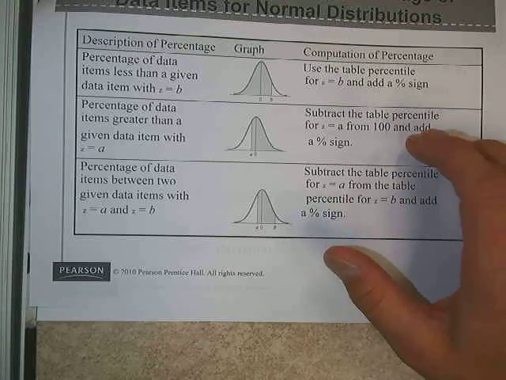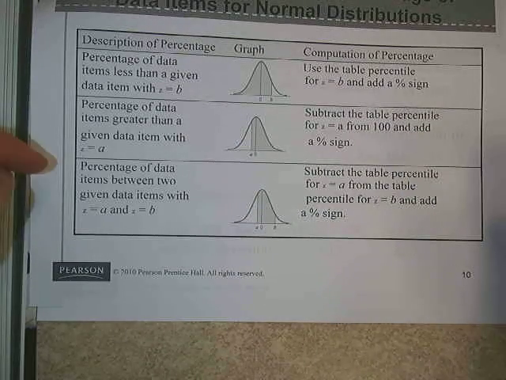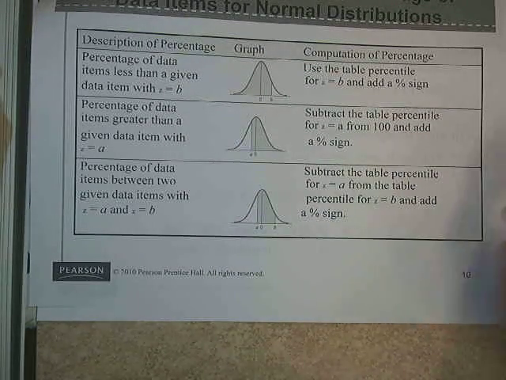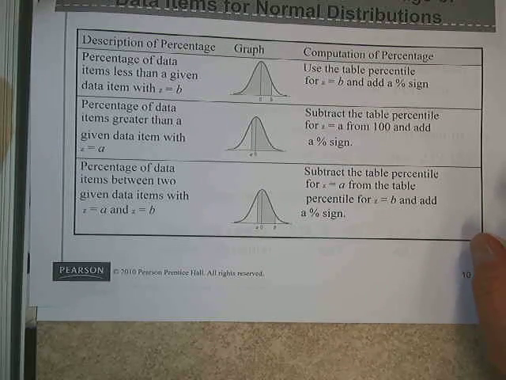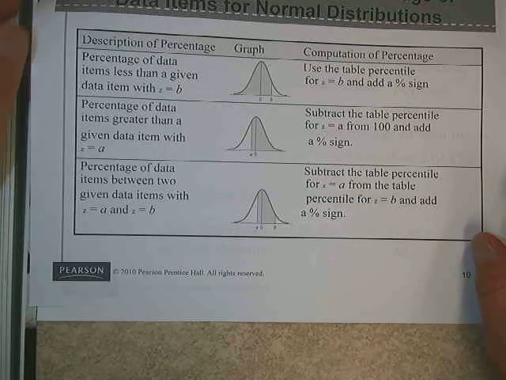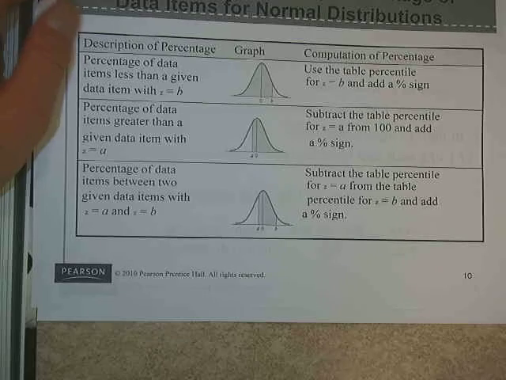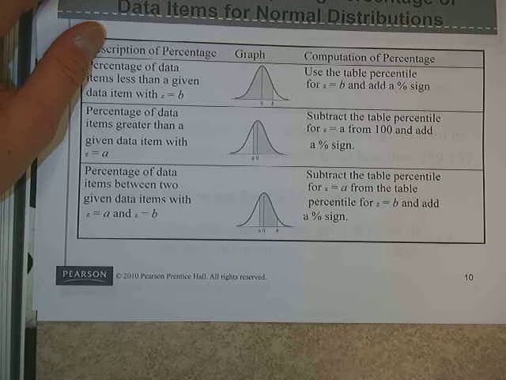Okay. If we have a greater than situation, then we're going to find that same percentage from the table, given the z-score that we find, and we're going to subtract it from 100. And if we have two data items, we're going to find both z-scores, find the percentiles from the table, and then subtract, and we'll get our final result.